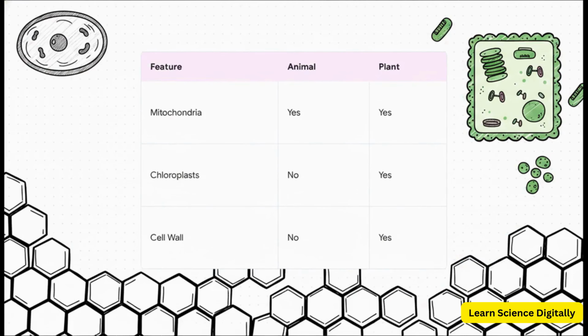So let's compare them. A crucial point here is that both animal and plant cells rely on mitochondria for cellular respiration. They both have them. But plants have some exclusive extra equipment. Only plant cells have chloroplasts. This is where photosynthesis actually happens. They also have a rigid cell wall located right outside the cell membrane for extra structural support. Oh, and those chloroplasts? They contain a green pigment called chlorophyll, which is exactly why plants are green.